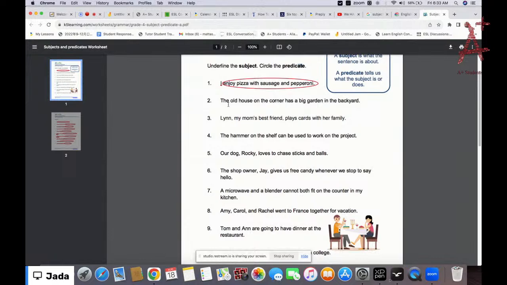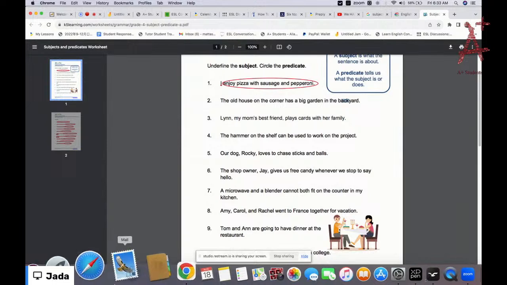Okay, now the old house. So now the old house was the subject right here. We clicked on the old house as the subject. So now it's gonna be on the corner, has a big garden in the backyard, right? So this last part is gonna be what? This last part is going to be the predicate. Okay? So yeah, just a moment, please.